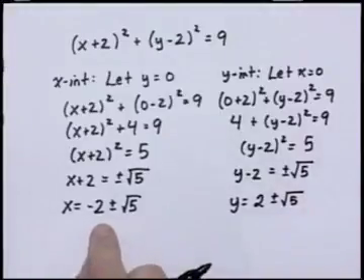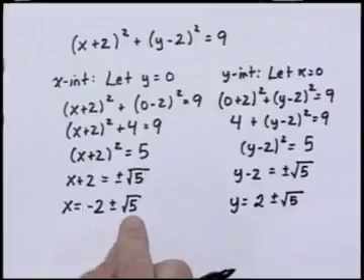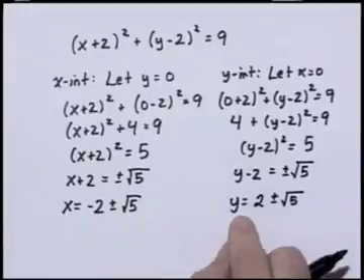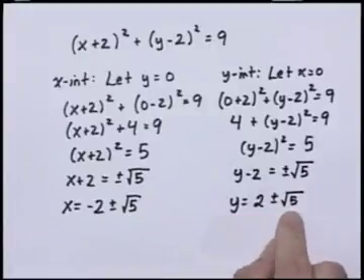So your x-intercepts, negative 2 plus the square root of 5, negative 2 minus the square root of 5. Your y-intercepts, 2 plus the square root of 5, and 2 minus the square root of 5.